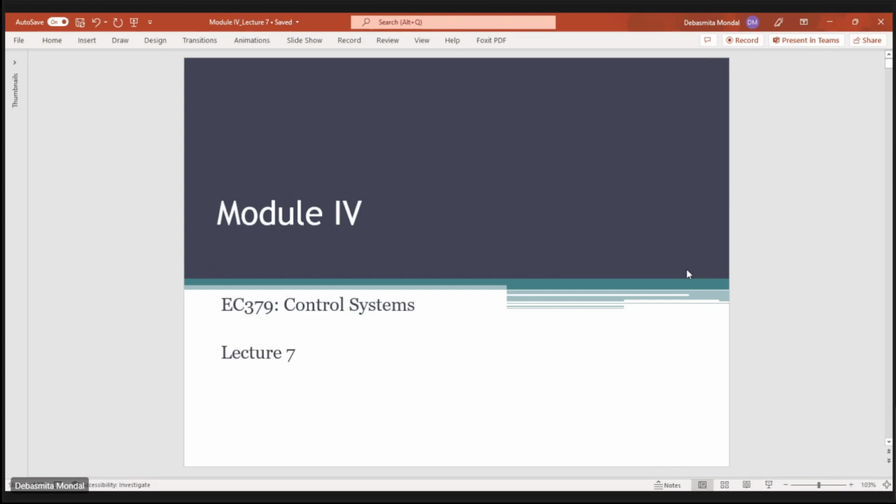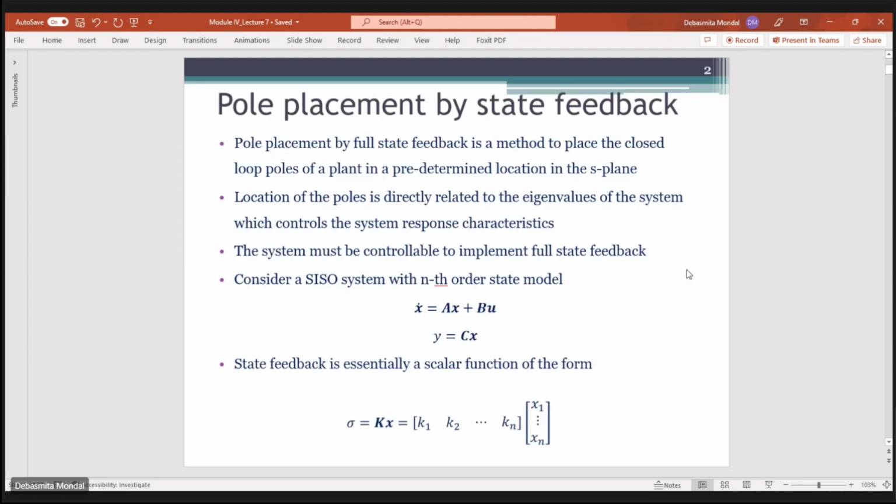So in yesterday's class, we started talking about something which is known as state feedback. So this is a basic concept of feedback. When you have an open loop system, suppose you have a plant which is given by this, and the input to your plant is U and the output of your plant is Y.